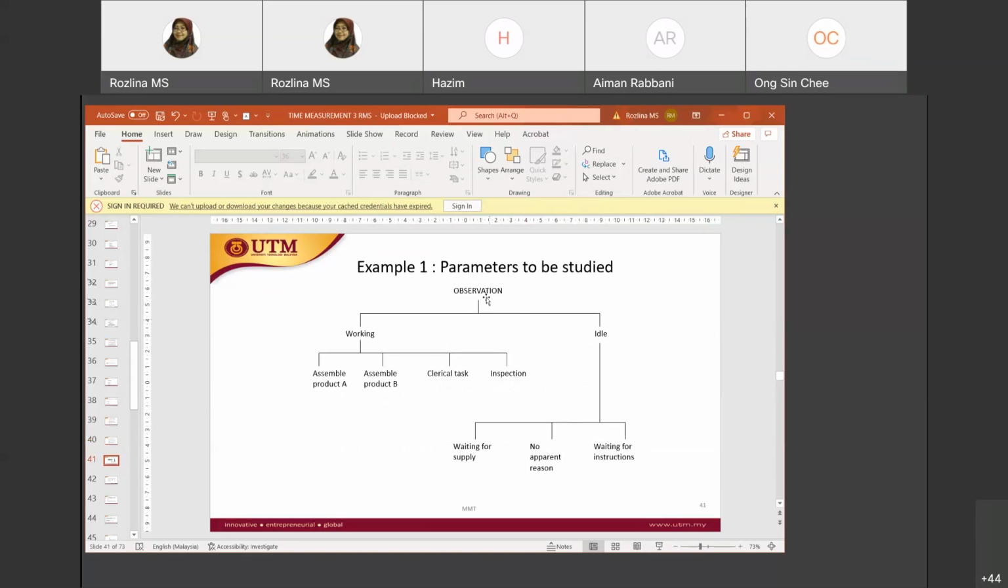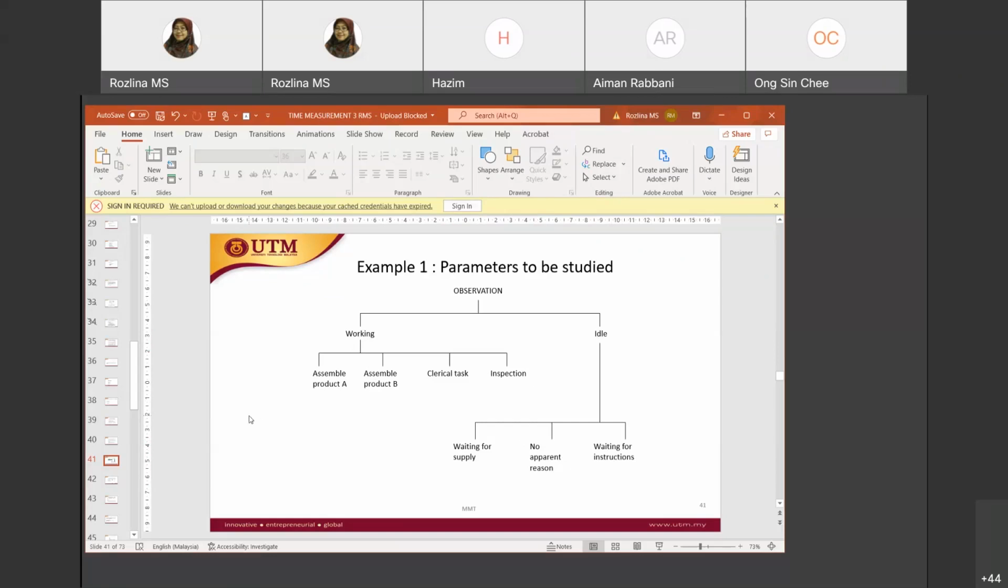Parameters to be studied for the workers. So if the worker is working, what type of job? Maybe he or she assembles product A, or maybe assembles product B, or is doing a clerical task or inspection. Still working, right? But what type of working? Okay, if idle, it means maybe just sitting around, waiting for supply. No reason, just sitting relaxed, or waiting for instructions.